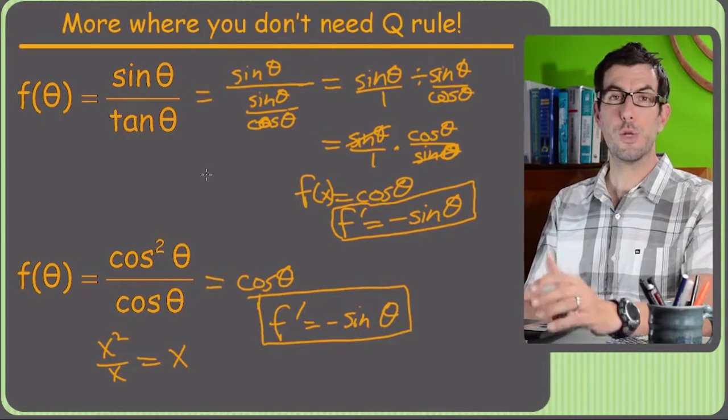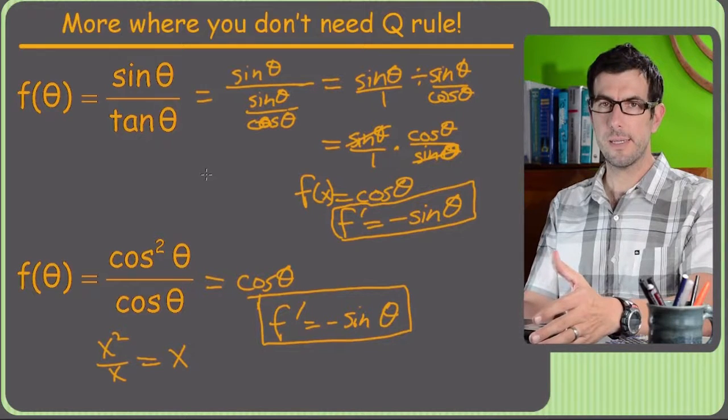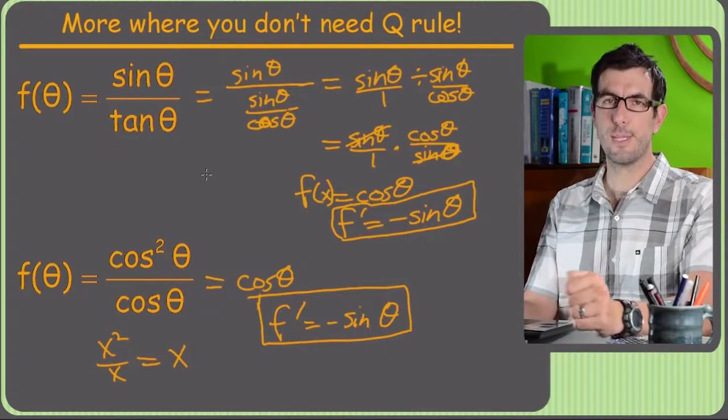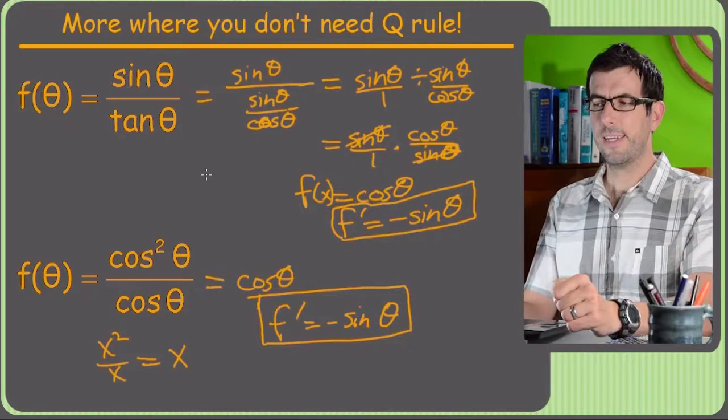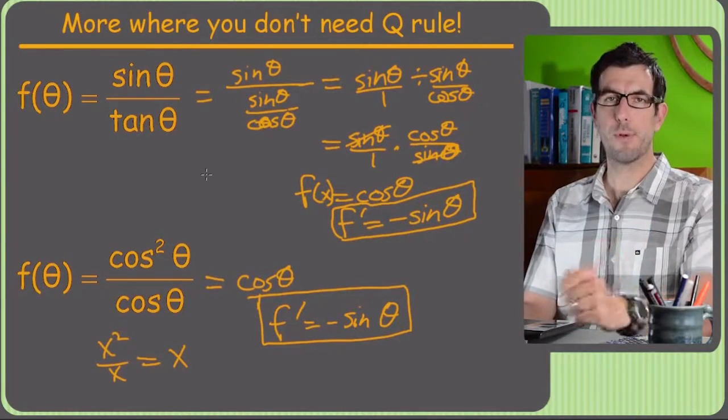But there's no class that does not do the chain rule. So don't even think that, even if you're in calculus for poets, you're still going to have to do the chain rule, I guarantee you. So stick around for that. And always look for ways to avoid the quotient rule is my personal motto I live by.